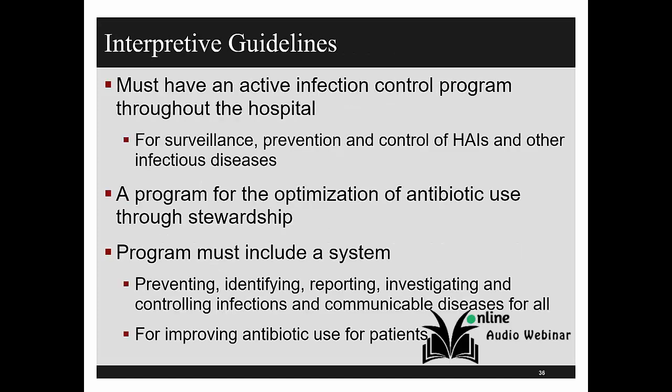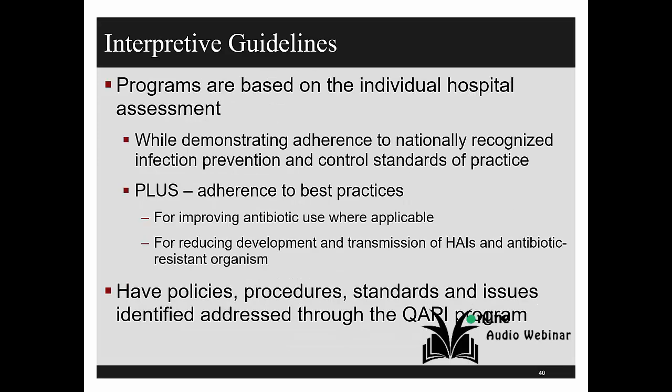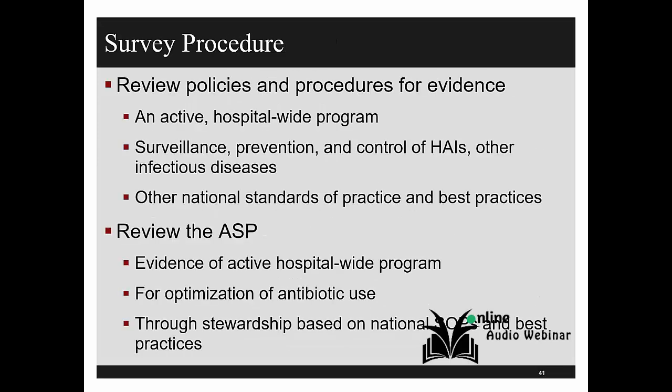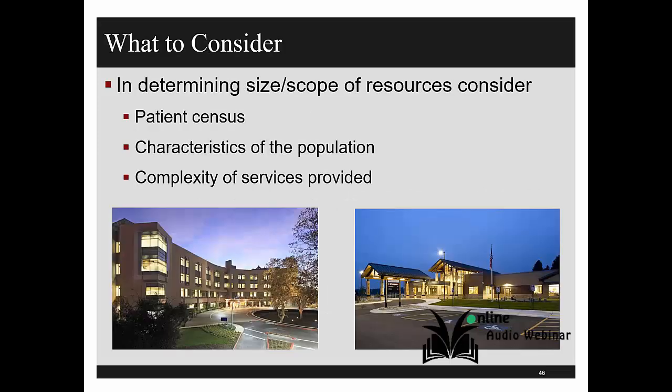The guidelines, these are pretty much some new ones. You have to have an active infection control program, and that's throughout the hospital, whether it's ED or nursery. Overall, your programs have to be based on your own hospital's assessment. I put in here, when applicable, what the surveyor is going to do once they're on site. So what do you want to look at?